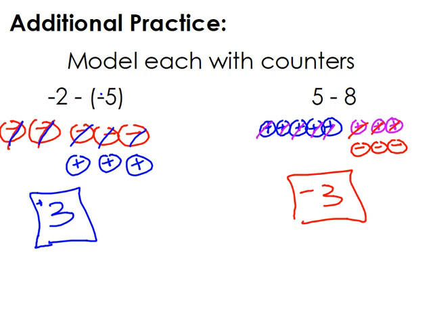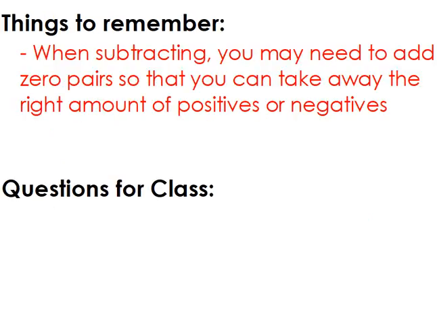All right. Now, for things to remember, the biggest thing that we talked about here is that when you're subtracting, we may need to add zero pairs so that we can take away the right amount of positives or negatives. You don't always have to add the zero pairs, but sometimes you're just going to have to. It won't always be the case. So make sure you add zero pairs, which is a positive and a negative, if you run out of chips to take away for your subtraction. And that is it.